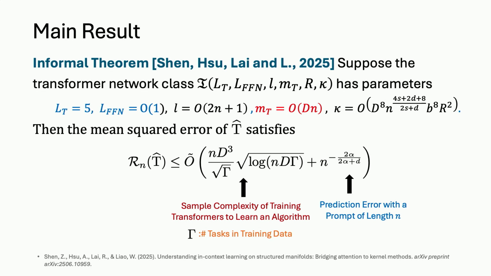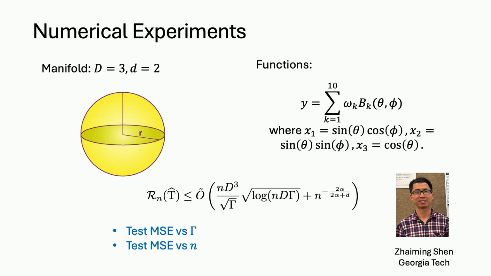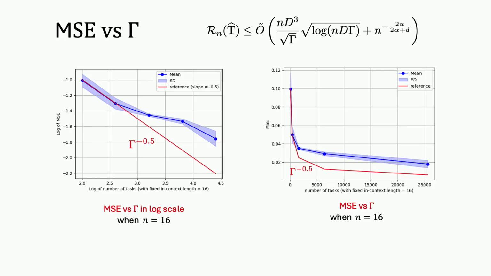So this is our main result, and we did some numerical experiments. So, well, we take the manifold as the 2D sphere embedded in 3D, and we take the function class as some linear combination of the spherical harmonics, okay? And then we want to test the scaling law about the prompt length little n, and the training task number gamma, okay? So first, we look at the scaling about gamma.